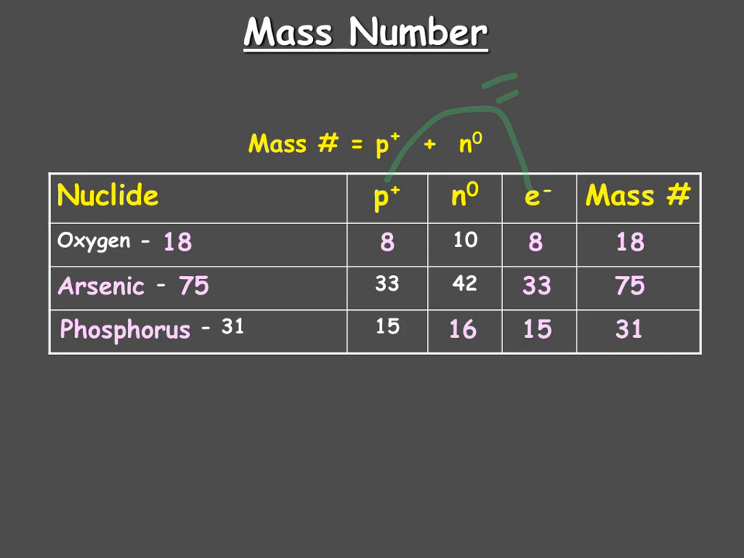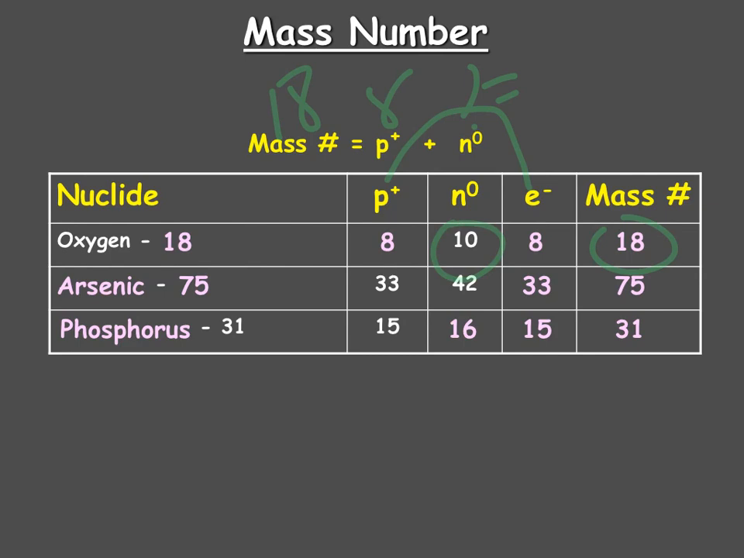Then we know that the mass number is 18 because that's what's given to us. So what we're going to do is take our number of protons. We know that's 8. We're looking for our number of neutrons here. We know the mass number is 18, so we can do a little subtraction and find that the number of neutrons in our nuclide is 10. So go ahead and try it really quick with arsenic and with phosphorus here, and hopefully you're coming out with the same results.